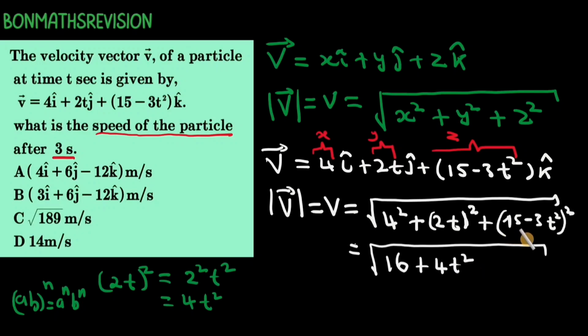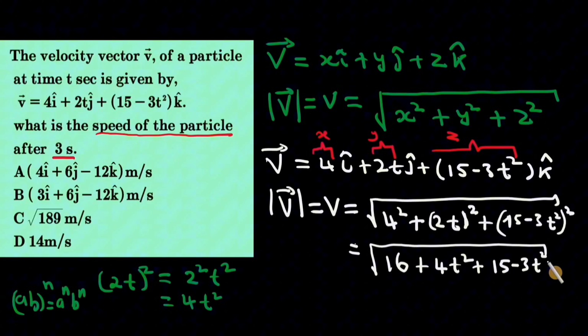I can continue to expand this, but it's not important, because they are asking for the speed at a time t equals 3 seconds. So I'll just recopy this one here. That is plus (15 minus 3t squared), all that squared. Since they are asking for the speed after 3 seconds, it means that is at time t equals 3 seconds. So I will substitute t equals 3 in this expression here.